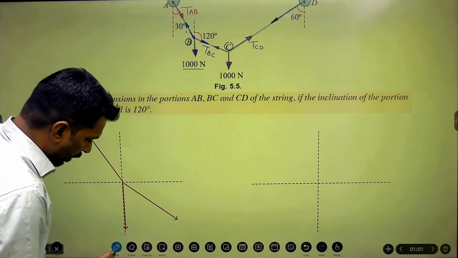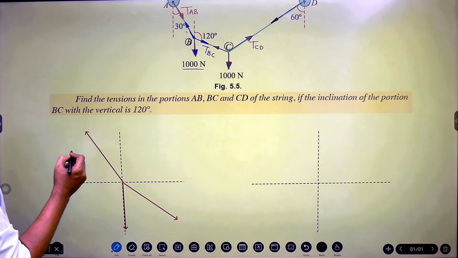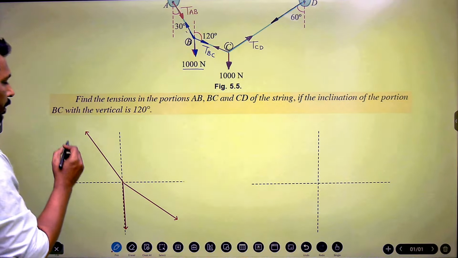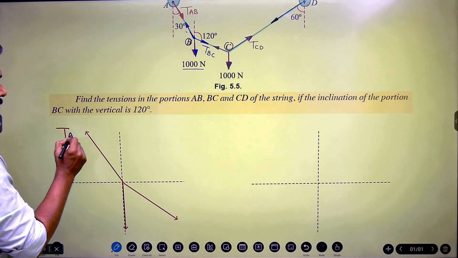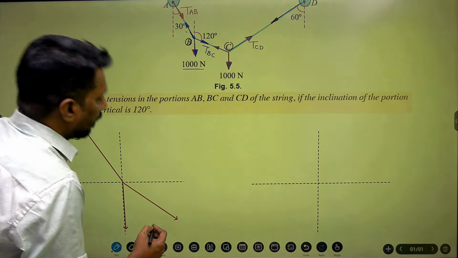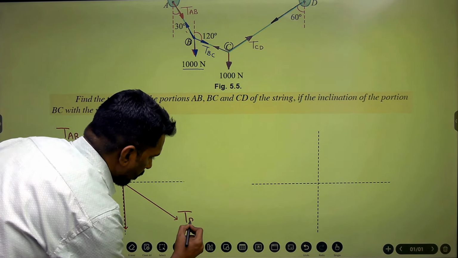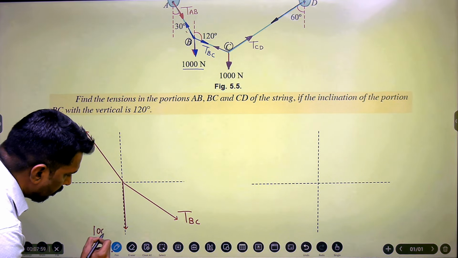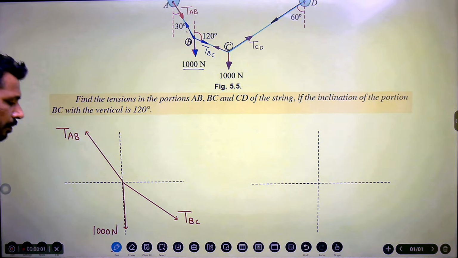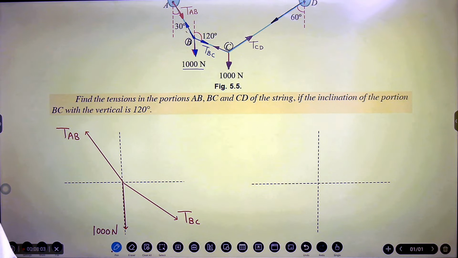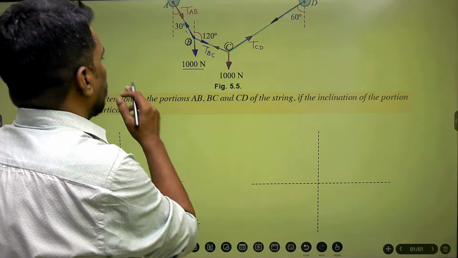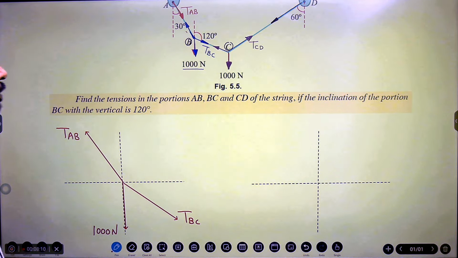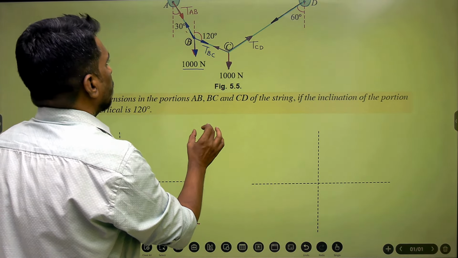I'll give the names to each and every force. This is TAB, this is TBC, and this is 1000 Newton. Okay. Now the thing is that angles for applying Lami's theorem. So if you go through this, you can easily understand.